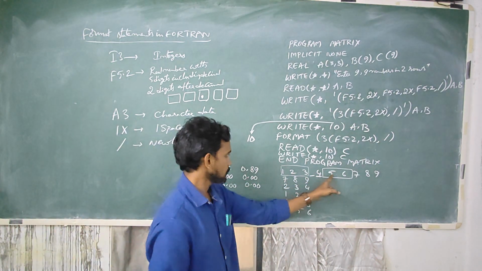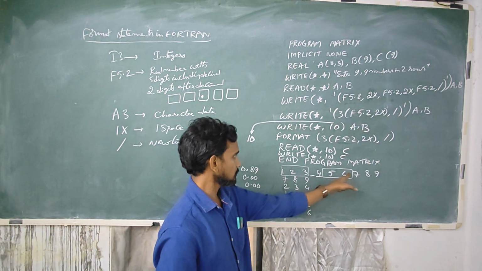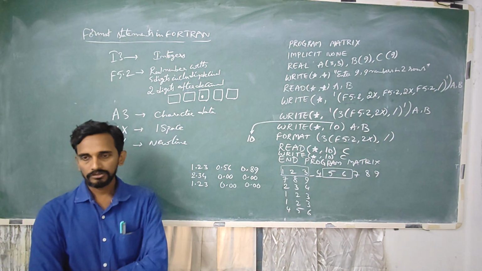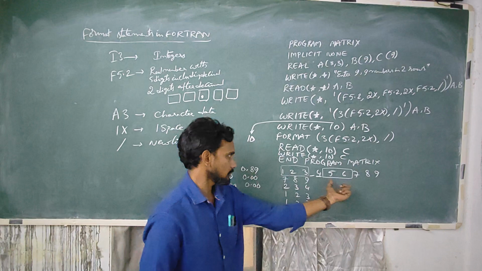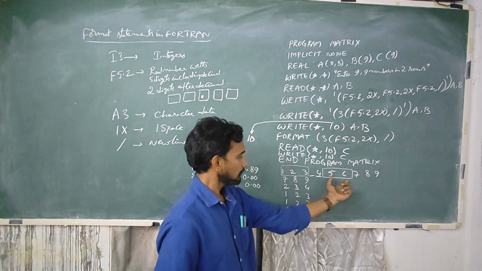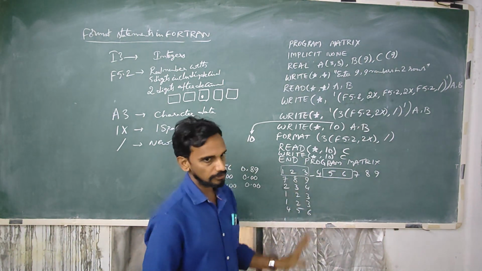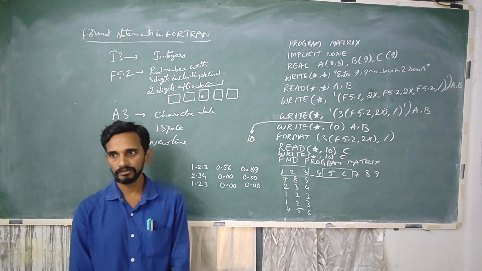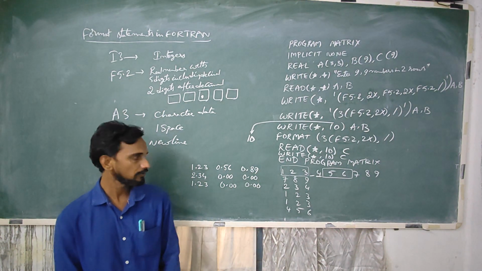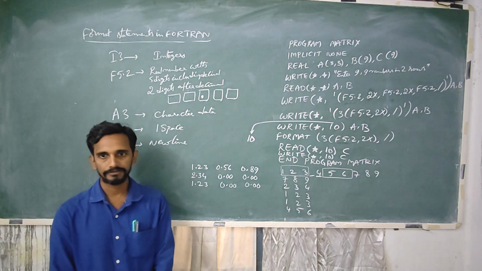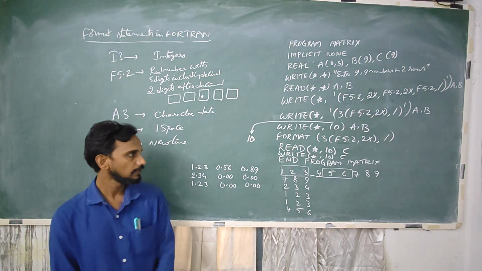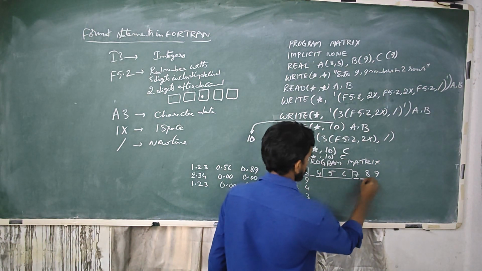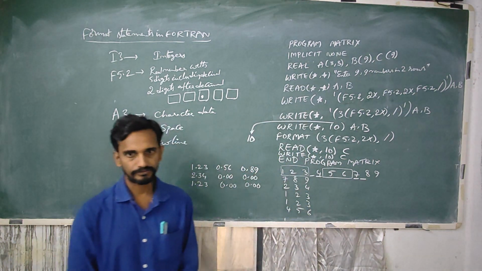A blank space, 5, blank space, 6, blank space, 5 elements. So the entire thing is read as a real number, and after decimal there should be 2 numbers, and whatever remaining will be kept before the decimal. So it became 0.56. Then 2 spaces. 7 is skipped, next blank space is skipped.